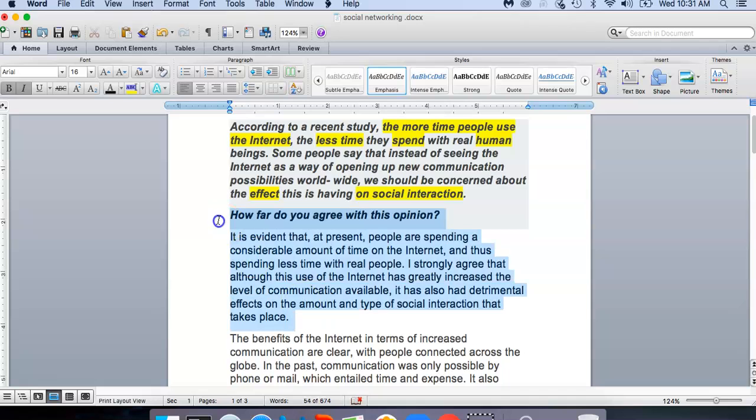So let's read the introduction for the essay. Okay, it is evident or clear or obvious that at present people are spending a considerable amount of time on the internet and thus less spending time with real people.